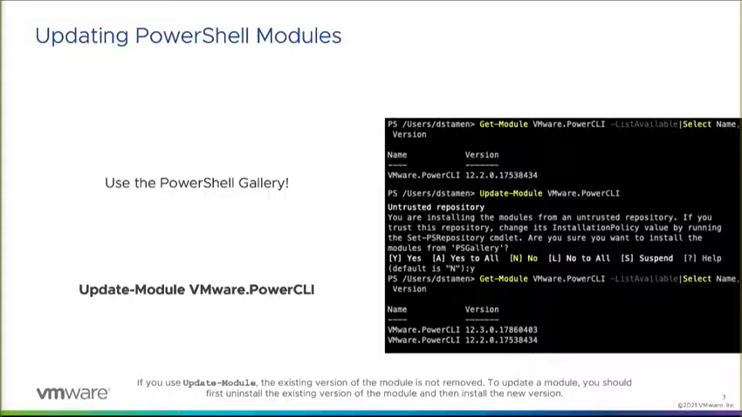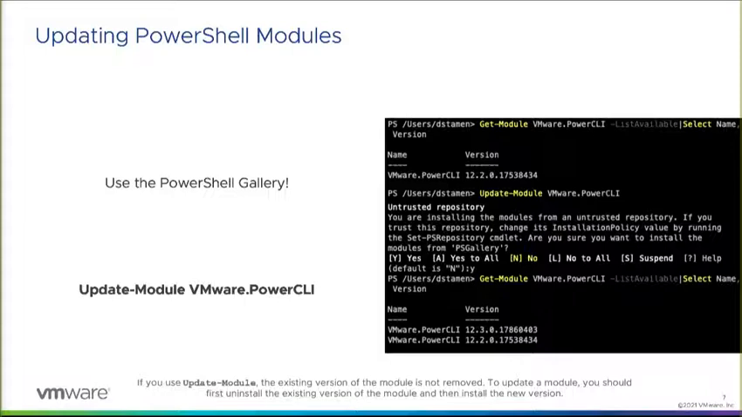You do a Get-Module and look at what's available. We can see the version here: we are running version 12.2. But guess what? There is a version 12.3 available. You don't have to worry about manually downloading that. You can just do Update-Module VMware.PowerCLI, put in the name of your module, and it is automatically going to update and install the latest version.